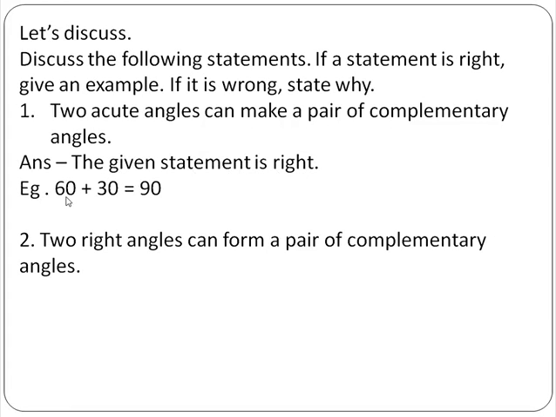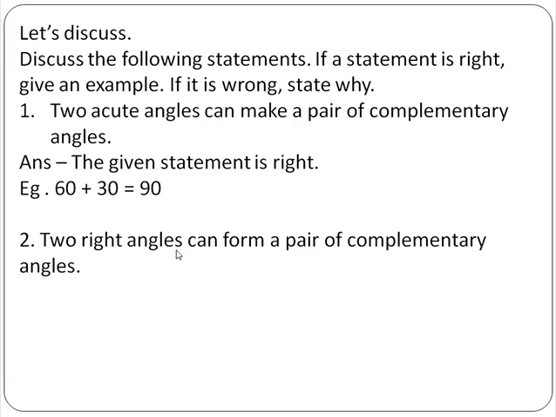If you take one angle of 60 degrees, the other of 30 degrees, you will find their sum is 90 degrees. But if you take one angle of 60 degrees, the other of 70, the sum is 130 degrees, which does not make the pair of complementary angles. But if you look at the statement, it is given they can make. They can make, it means it does not make always, but they can make. Therefore, we will say the given statement is right. If it is written here always, then we will say the given statement is wrong. But as it is written here can, we say that the given statement is right.